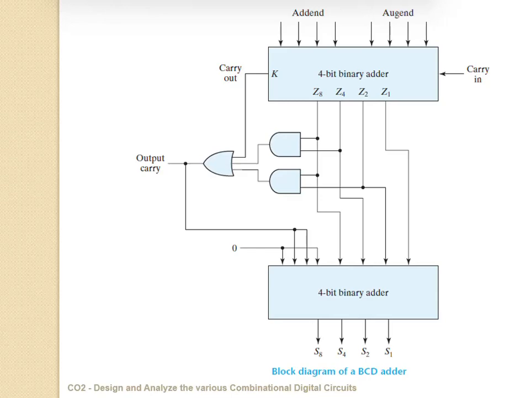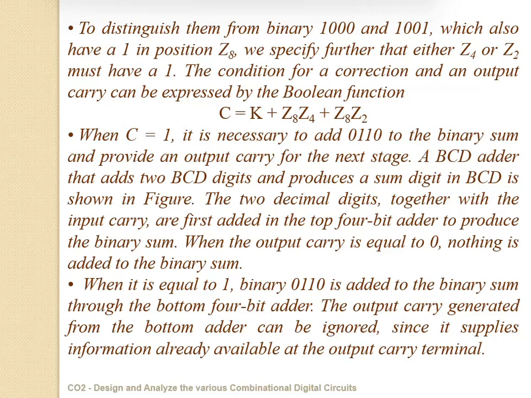So this is the block diagram of a BCD adder. If the sum of the two numbers is less than 9, it acts as a binary adder. If the sum of the two numbers is greater than 9, then a 6 will be added through this output carry to the second binary adder so as to produce the correct BCD representation of the result. To distinguish from the binary sums which also have a 1 in Z8, we further specify that either Z4 or Z2 must have 1. We are obtaining a function C equal to K plus Z8 Z4 plus Z8 Z2.